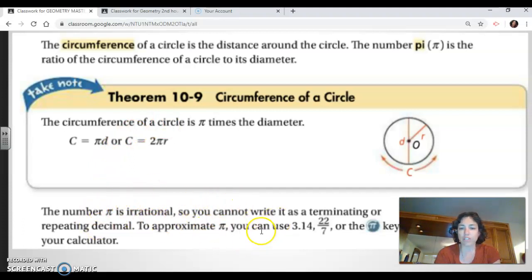So right here is just using this technique. I would just plug in pi. You should be able to put that in your calculator so that your answers are more accurate.